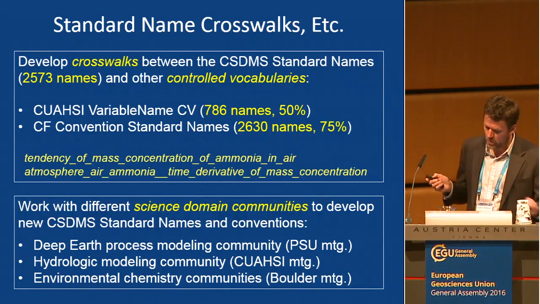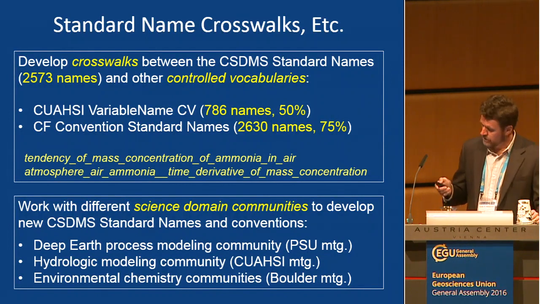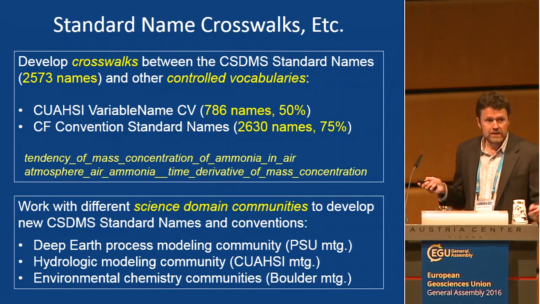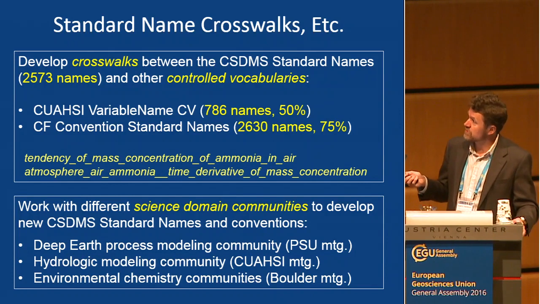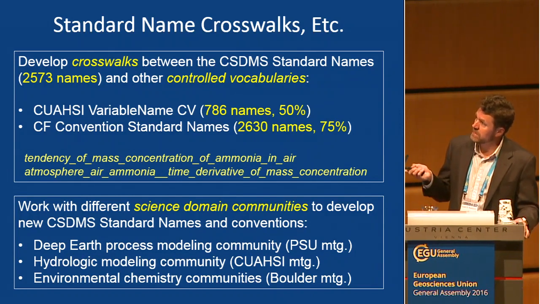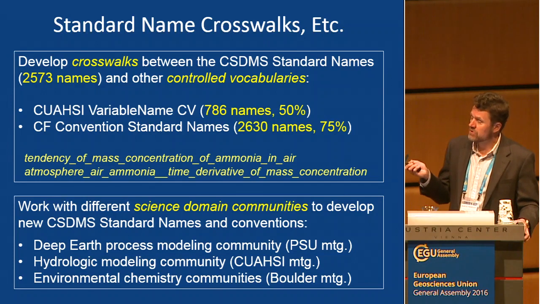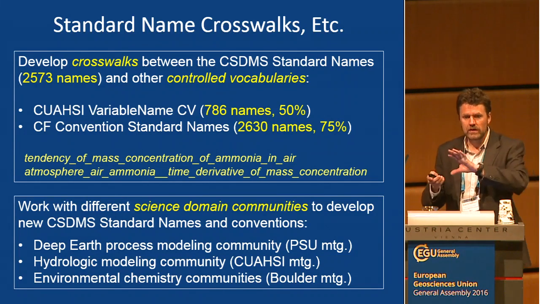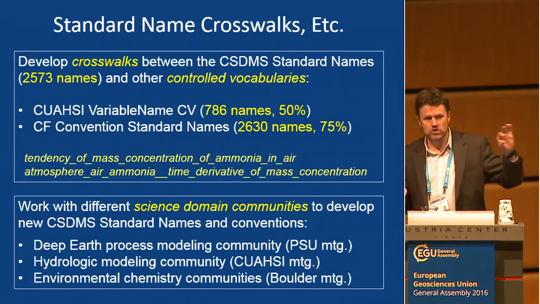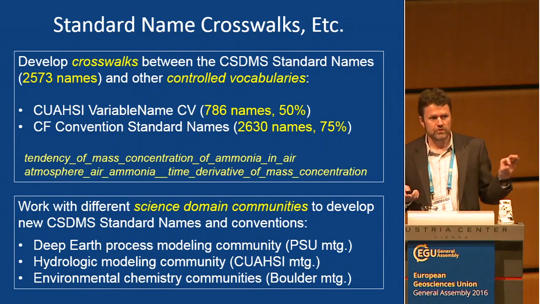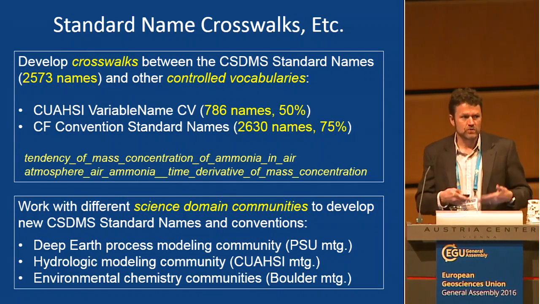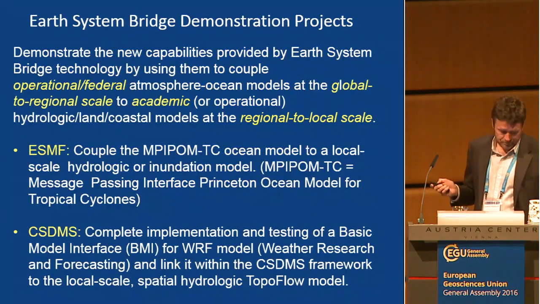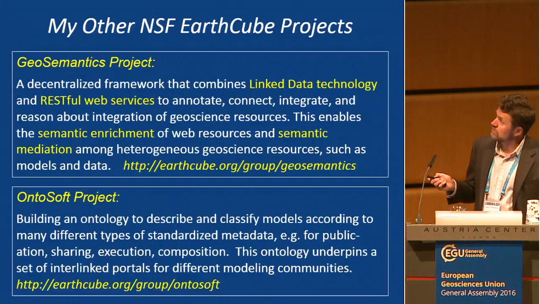I'll just mention we did some crosswalks. We're working on crosswalks to different vocabularies in different domains, and we're hosting meetings on that project with different communities like the Deep Earth Process community, the hydrology community, and now we have a meeting in Boulder coming up in May with the environmental chemistry communities doing atmosphere chemistry, aquatic chemistry, soil chemistry, and looking at standardizing name construction, unique variable names across these different communities, looking into these basic rules about what it means to be a variable name and how to make one unambiguous. We got some demonstration projects on that thing.